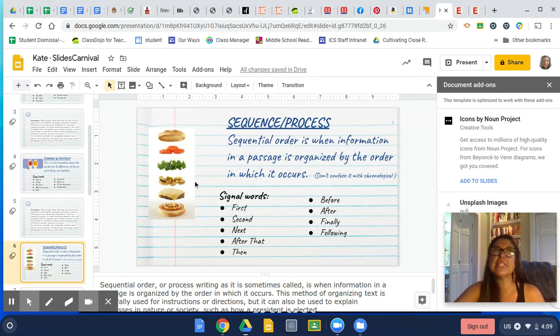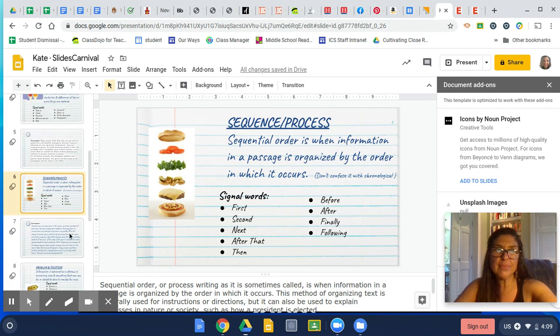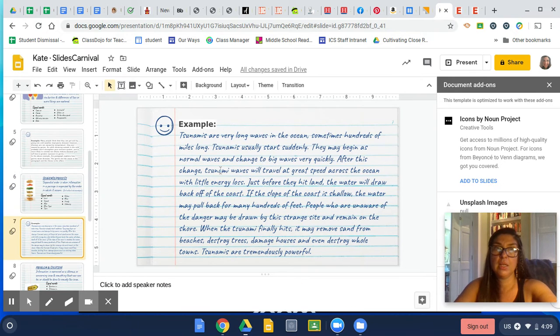So for example, you might see this text structure used in a recipe, or you might find this text structure used when it's trying to describe the process of something, maybe how a president is elected. So that's the sequential or process. What's the process of this? And remember, don't confuse it with chronological text structure. Here's an example of an author who used sequential text structure in his writing.